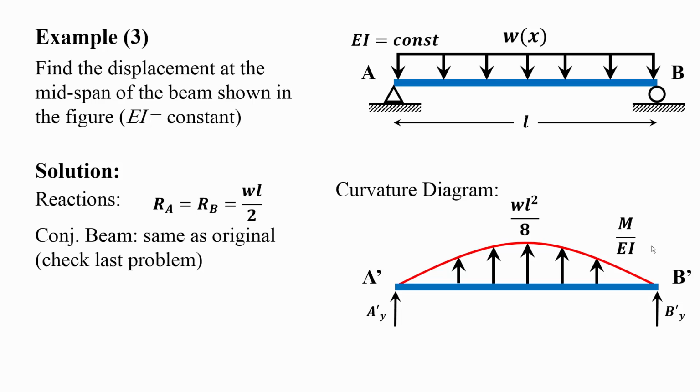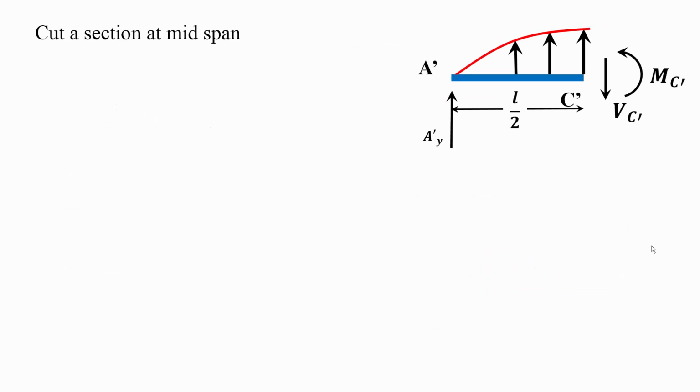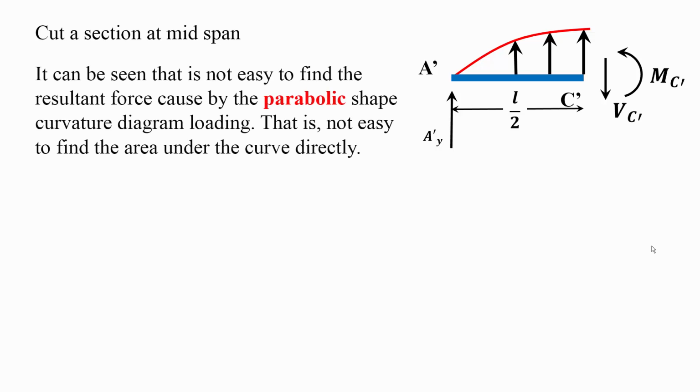If I want to take a cut at midspan, trying to find the shear force and the moment, and the shear force again represents the slope and the moment represents the displacement at midspan, in this case you can see it's not that easy to find the resultant force caused by the parabolic shape.